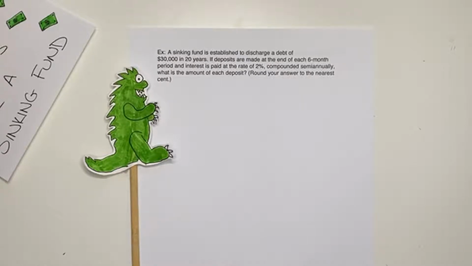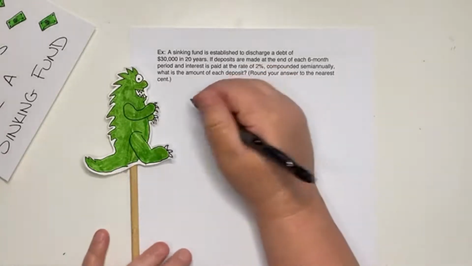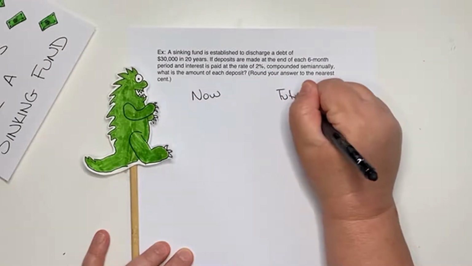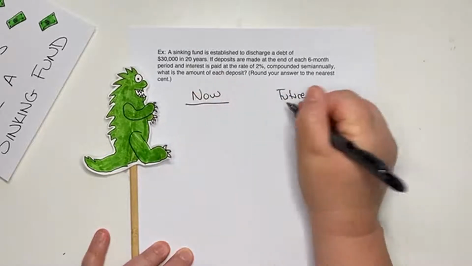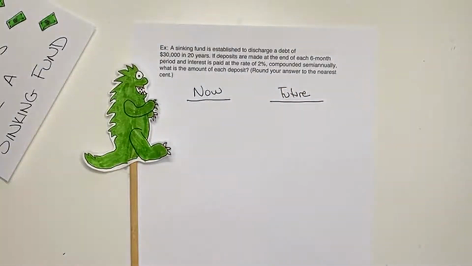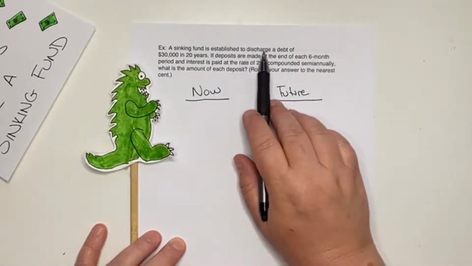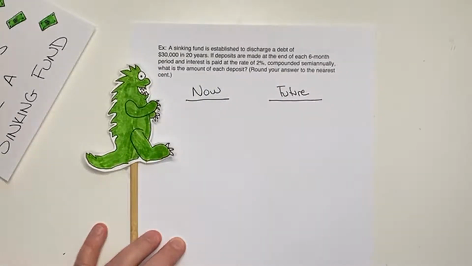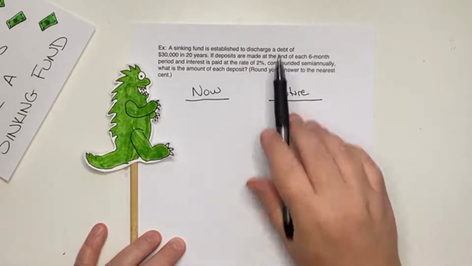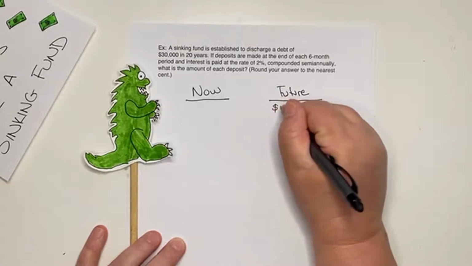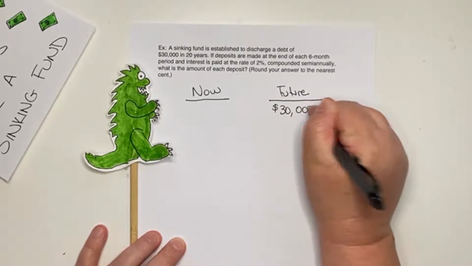So let's think about what's going to be happening. We have to compare what's happening now with what's happening in the future. The first question is, when do we want the $30,000? Do we need the $30,000 now? Let's take a look. It says we're going to discharge, which means to get rid of or to pay off, a debt of $30,000 in 20 years. So the $30,000 we're going to need in the future.